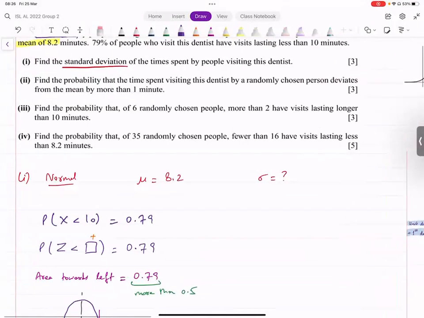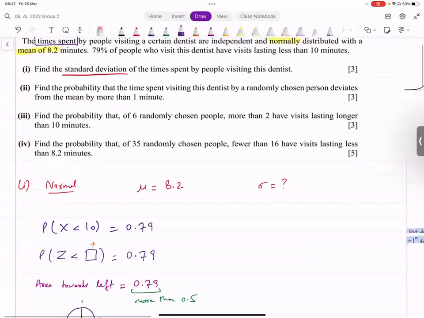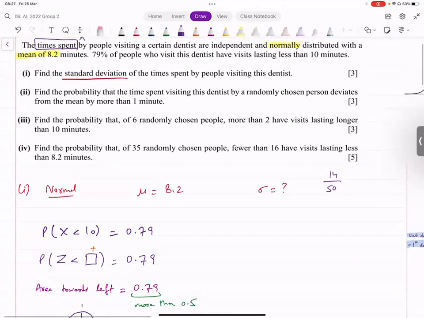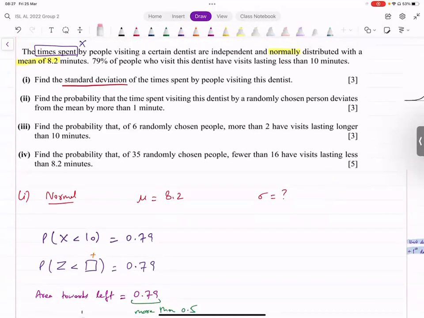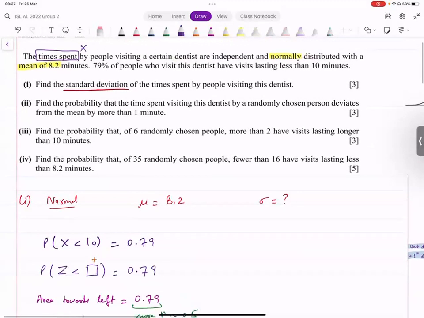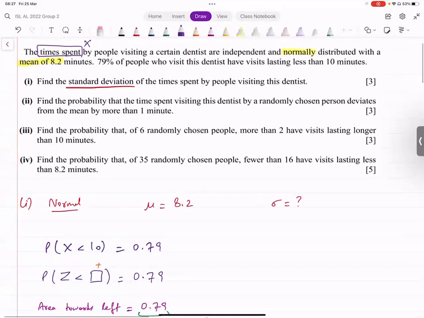Okay, देखिए it's a 14 mark question on normal distribution. 14 marks का क्या मतलब है? 14 out of 50, that's 28%. So almost 30% of the whole S1 paper in this particular session was normal distribution. So it's a lot of marks. So बहुत आपका grade depend करता है.